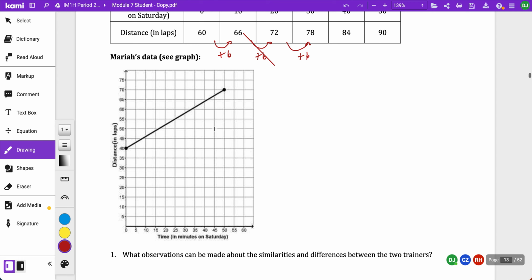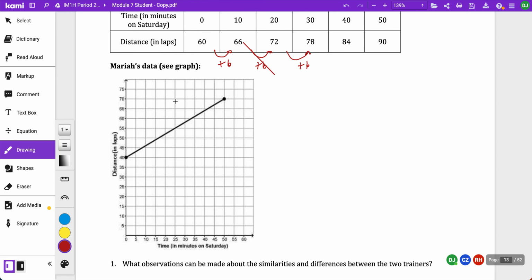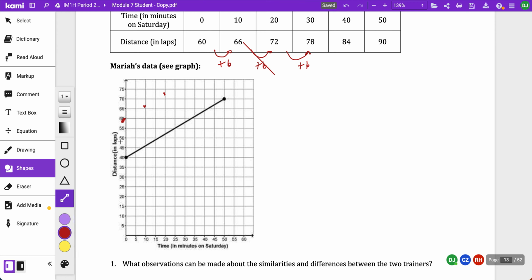Let's go ahead. I'm actually going to graph Fernando's data really quickly. He will start off at 60, and at 50 minutes he ran 90, which is a little too high. So at 10 additional minutes it was 66, at 20 it was 72, which is right here. Let me plot that really quickly. And here we go. As you can see, we have two parallel lines.